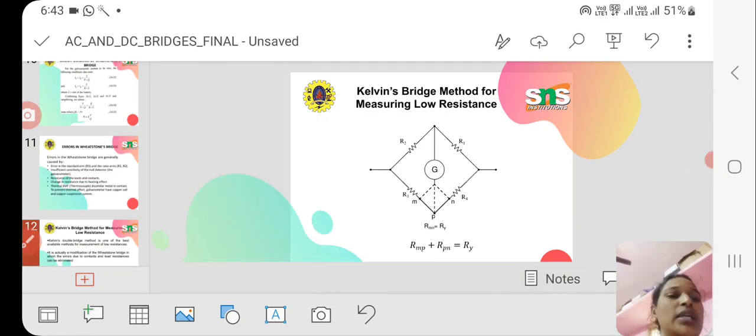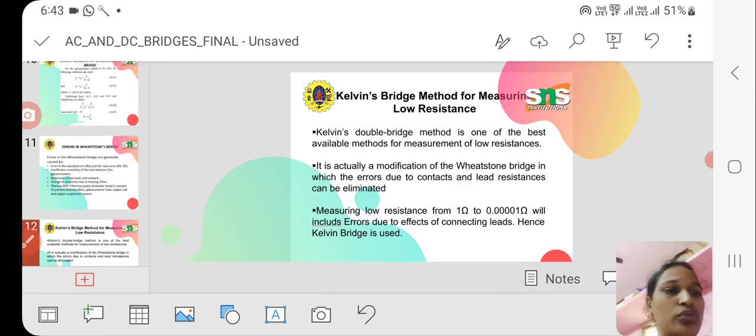It is actually a modification of Wheatstone bridge in which the errors due to contacts and lead resistance can be eliminated. Measuring low resistance from 1 ohm to micro ohm will include errors due to effects of connecting leads in Wheatstone bridge. Hence, Kelvin's bridge is used.